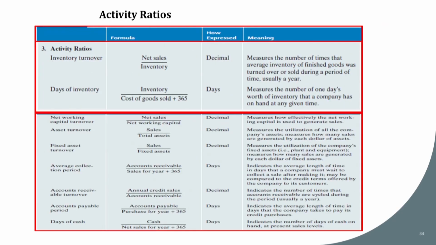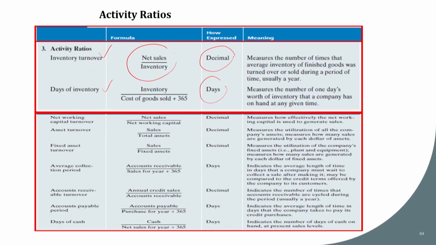And moving to the third type, the activity ratios, you can see inventory turnover. The formula is given here. It means net sales divided by inventory, and is normally expressed in decimal terms. And then the days of inventory, that means inventory divided by cost of goods sold times 365. It is expressed in number of days.